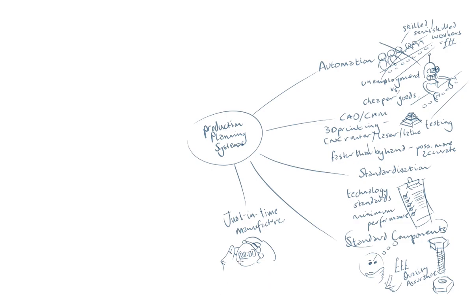The problem is, if you have a problem with your just-in-time manufacture, say a machine breaks down, then that can actually lead to massive problems as there are no spares. This may lead to the entire production line shutting down.